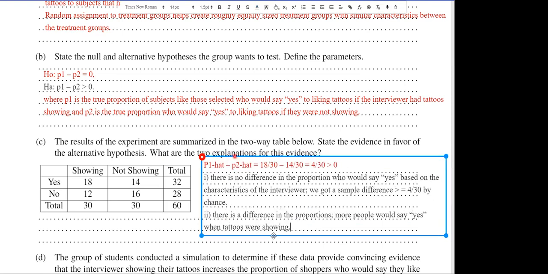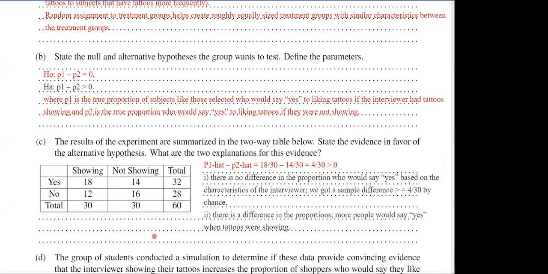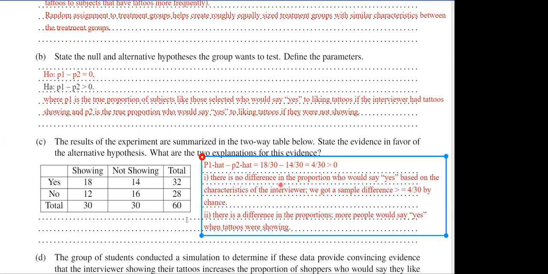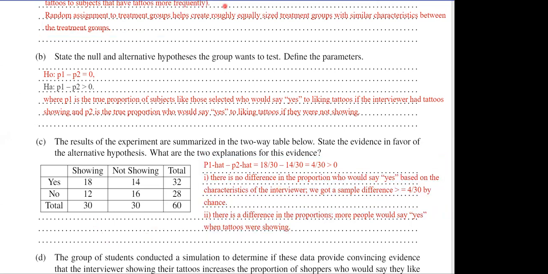So we can look at our situation here. We might say, let's adjust this color. Our evidence is that the sample proportion for group 1 is 18 out of 30, and the sample proportion for group 2 is 14 out of 30.